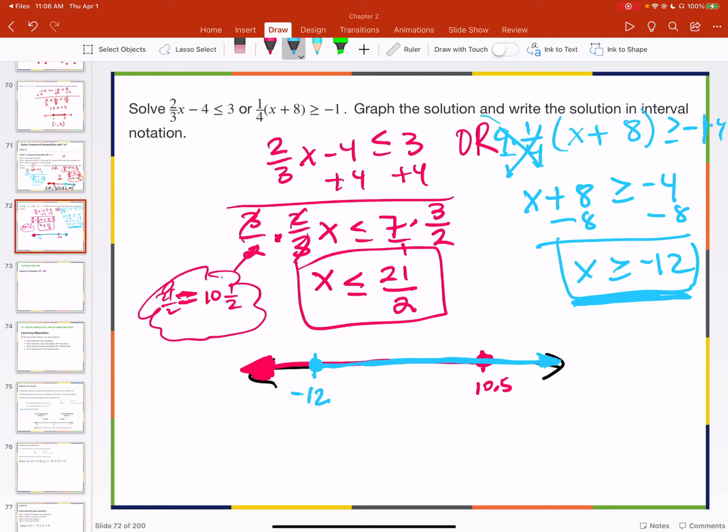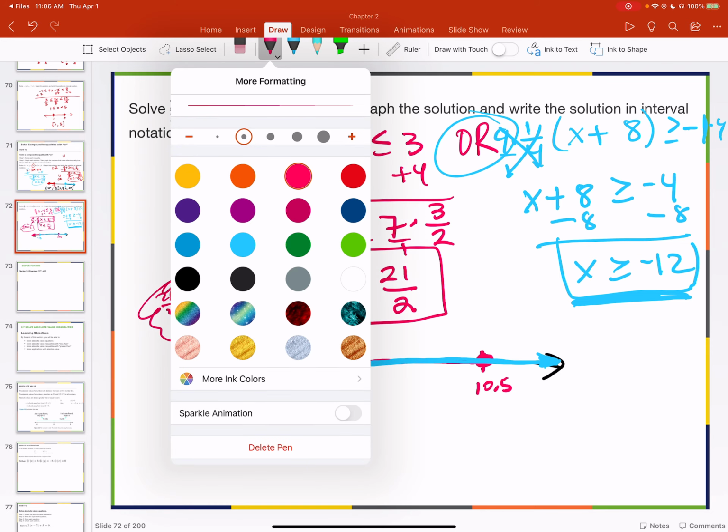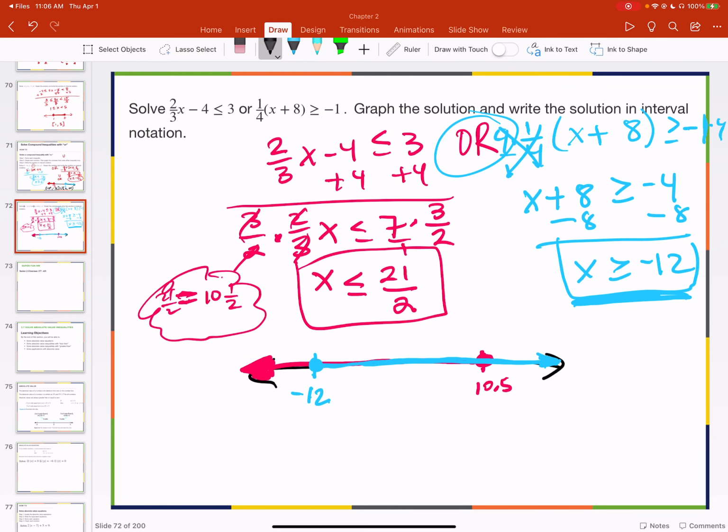So since this is an OR, all of this applies. Like it all is a part of the solution. It could be either in this pink set or in this blue set. So if the whole number line is covered, your answer is negative infinity to positive infinity, and that's it.